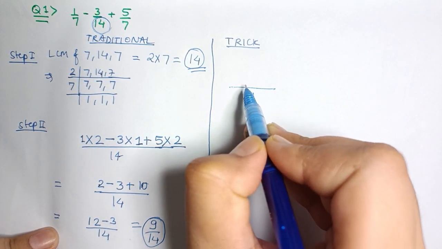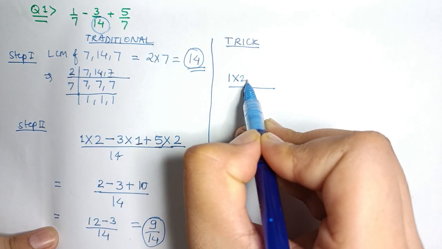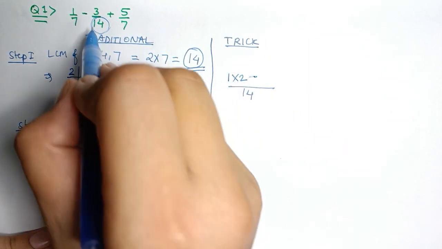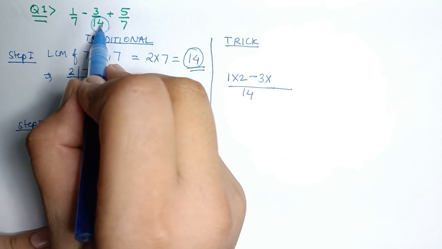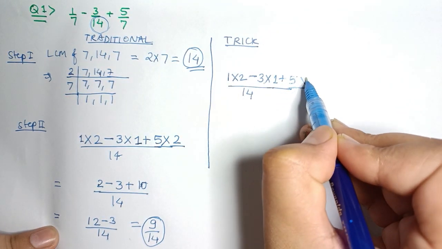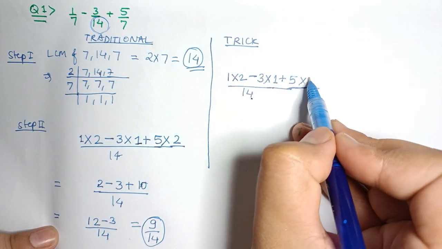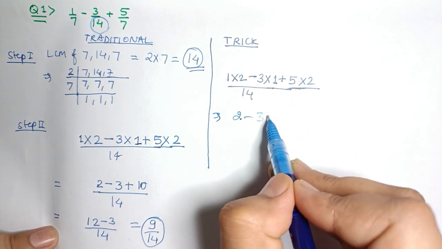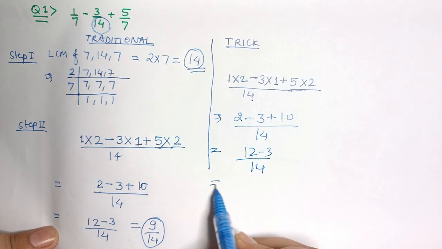So 14 will be your LCM, and then again the same process: write numerator 1, sign of multiplication, then 7 twos are 14, so 2 times the LCM will be divided by this denominator. Then the sign of negative, then write the numerator 3, multiply sign you have to follow. When you divide 14 by 14, it will go one time. Again there is a sign of positive, then write the numerator 5, then the sign of multiplication. Again divide 14 by 7, so 2 times it will go. Again it is very easy. Now 1 into 2 is 2, minus 3 into 1 is 3, plus 5 into 2 is 10 upon 14. So it will be 12 minus 3 upon 14, so it will be 9 upon 14.